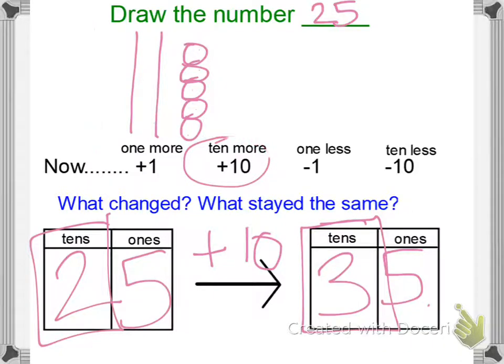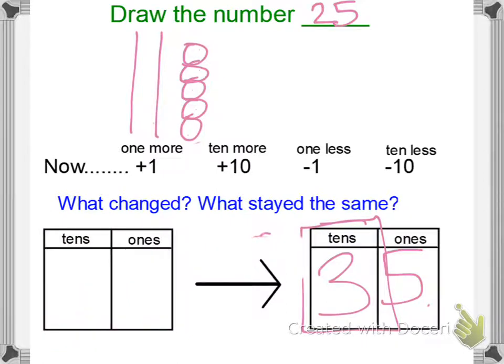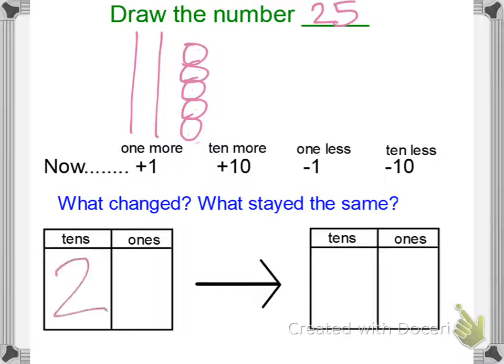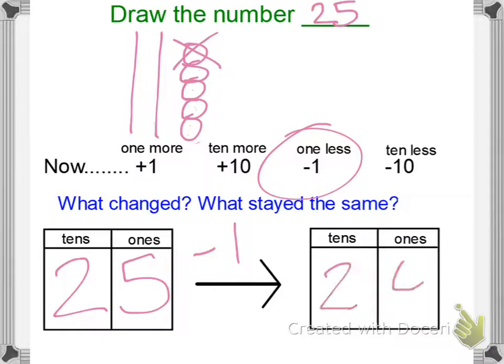Okay, so now let's do 1 less than 25. So we know it's 25, so 1 less than 25. So we have to just X out one of them. So now let's see how many is left. 10, 20, 21, 22, 23, 24. 24. So there was 5 1s. Now there's 4 1s because we took 1 away. There's 1 less.